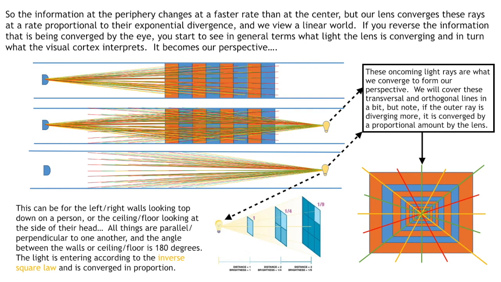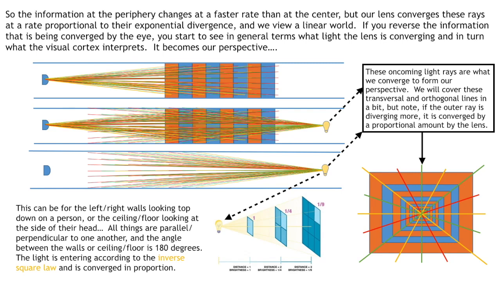But the light rays that are being extended off the object are exponentially radiating outward from a point source according to the inverse square law, which means that as the distance increases, the intensity decreases at a rate inversely proportional to the square of the distance. So again, these oncoming light rays are what we converge to form that perspective, and we're going to cover that in more detail as we go. But this is kind of a cursory look at our perspective view. We'll cover what these lines represent as we go.